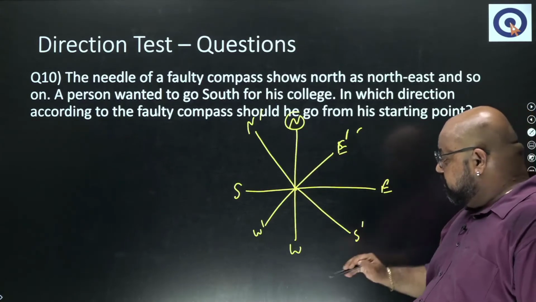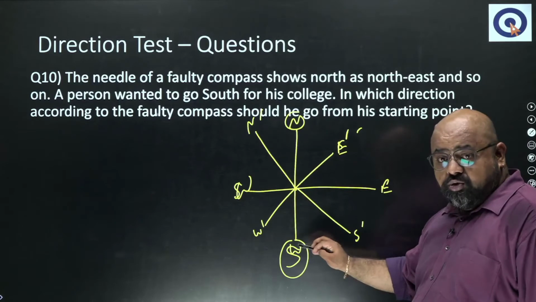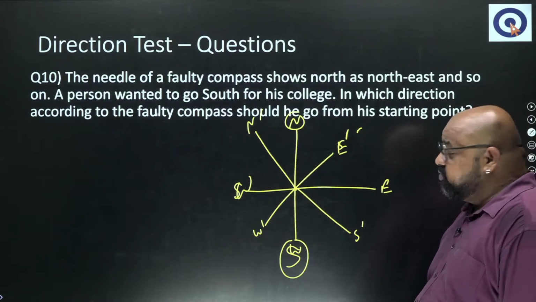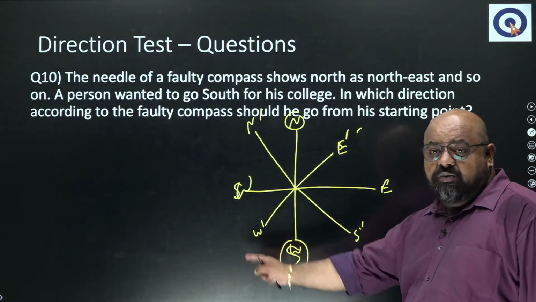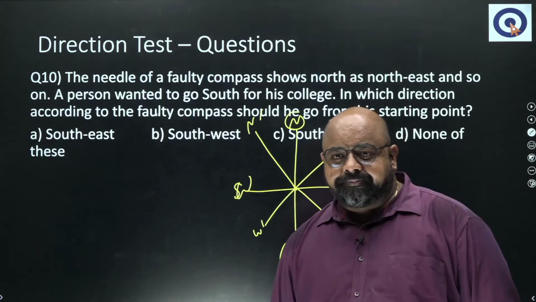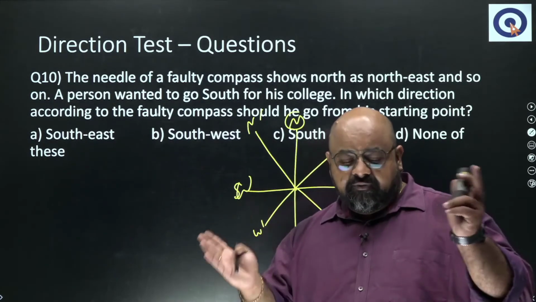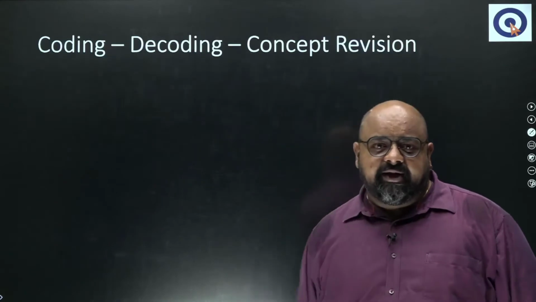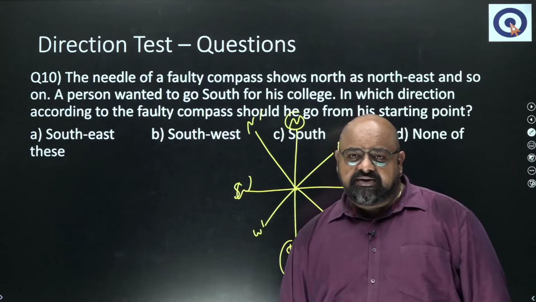Right? So the faulty compass shows the normal north as its northeast and so on. Person wanted to go south. So this has to be south, this has to be west. My bad. This is where the person wants to go. In which direction according to faulty compass should he go? According to the faulty compass, this direction is the southwest direction. So he should go southwest. Right? Draw the normal actual directions. From there, draw what the faulty compass is showing and follow the directions. So this is very quickly direction test.